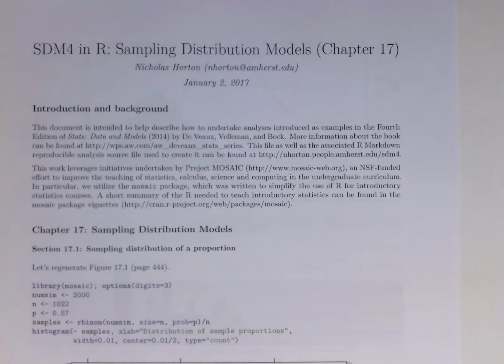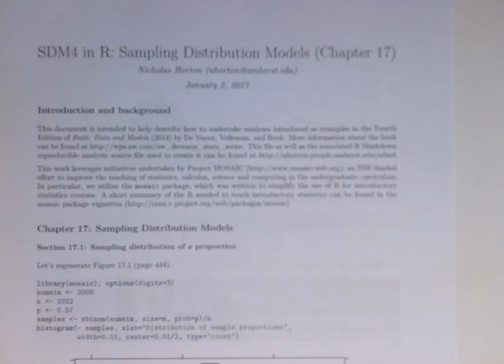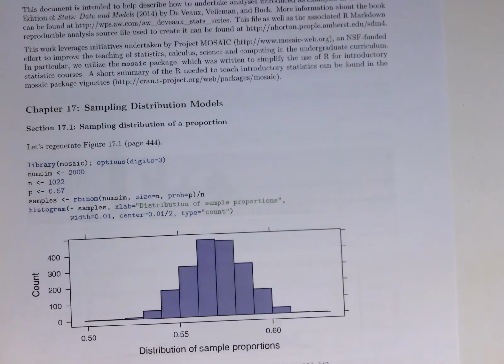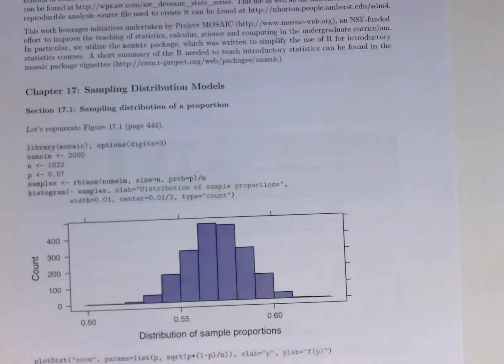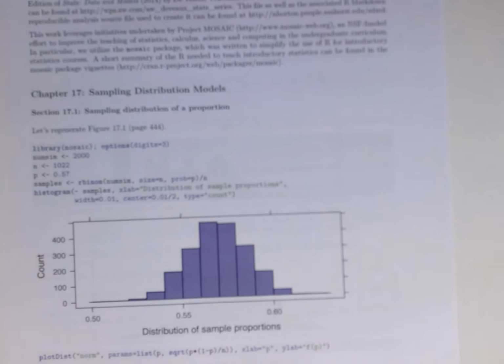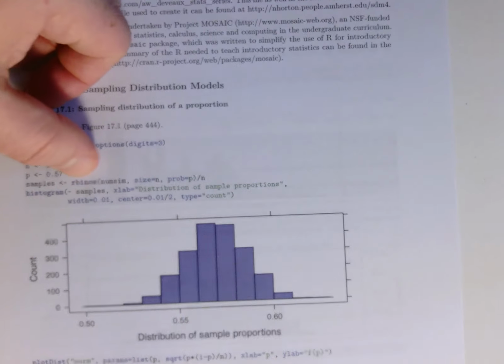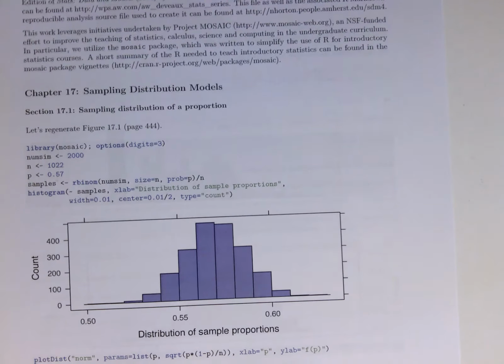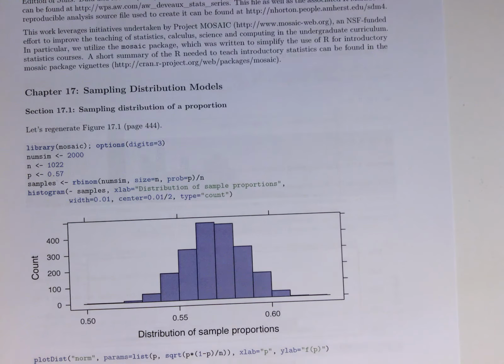Doing this in R is actually kind of fun and pretty straightforward. We'll use the mosaic package. So for example, we can describe these distributions by taking a whole bunch of random binomials. The rbinom function is another one of these helper functions for statistical probability distributions. We'll take num_sim, in this case 2,000 different samples, each of size 1022, and with the true probability given by 0.57, matching the example in figure 17.1 in the book.